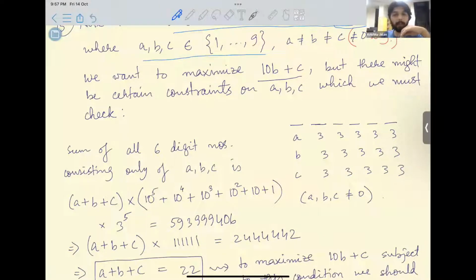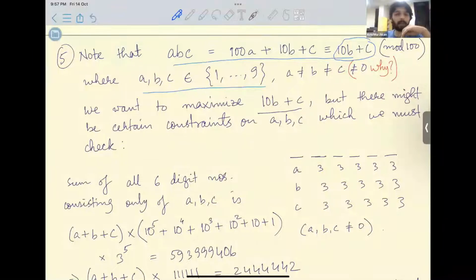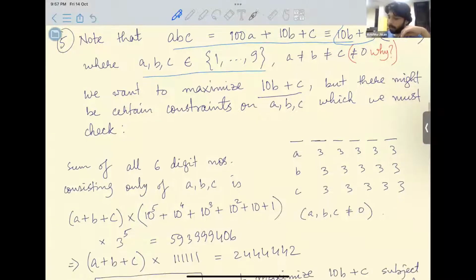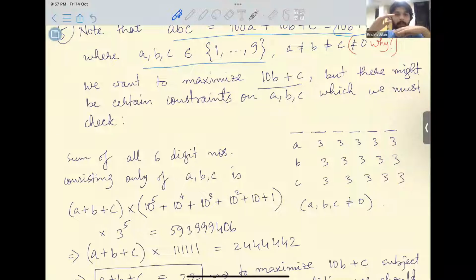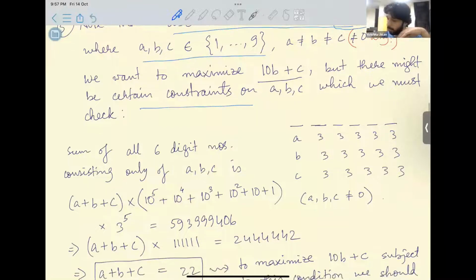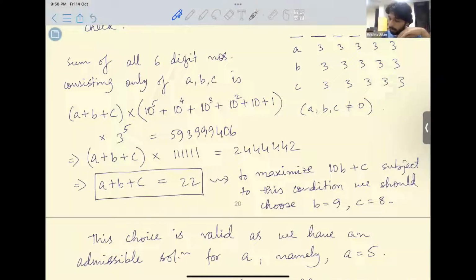So we want to maximize 10B plus C. That is the remainder when ABC is divided by 100. But I'm also given the sum of the 6-digit numbers. So there might be some constraints on these quantities A, B, and C, which I must check first. So I claim that the sum of these 6-digit numbers consisting of A, B, C is given by this quantity: A plus B plus C times 10 to the power 5 plus 10 to the power 4 plus 10 cube plus 10 square and so on, times 3 to the power 5. I'll give a justification in a smaller case, but take my word for it, you should verify it on your own.